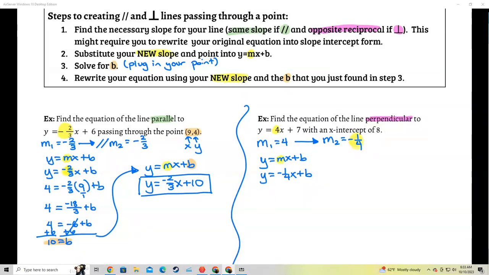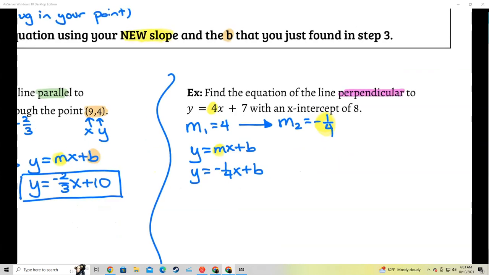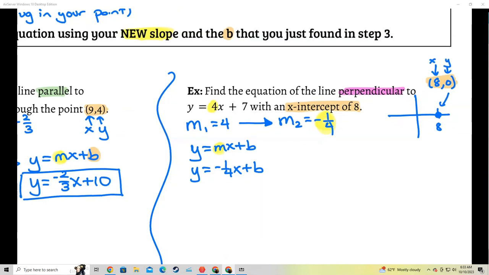This is kind of weird because they really don't explicitly say what point I have, but they do have an x-intercept of 8. If I were to draw it, an x-intercept of 8 would be right here at the number 8. What are the coordinates here? The coordinates here are 8, 0. So they did give me a point, because they told me the x-intercept was 8, but they gave it to me in a really tricky way. I have 8, 0, which means this is my x and this is my y. I'm just going to substitute those values.